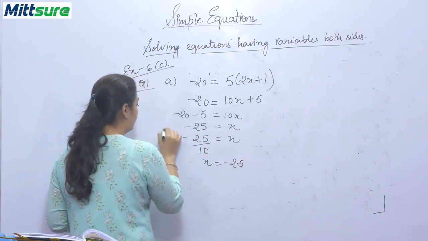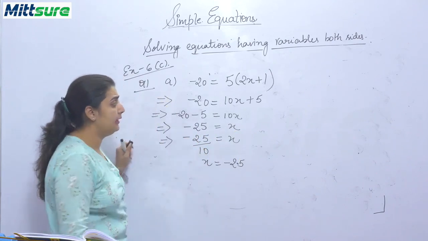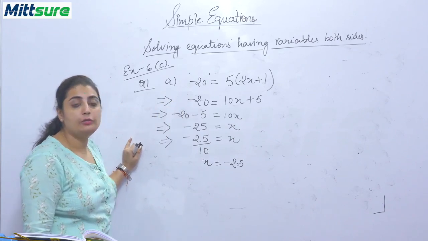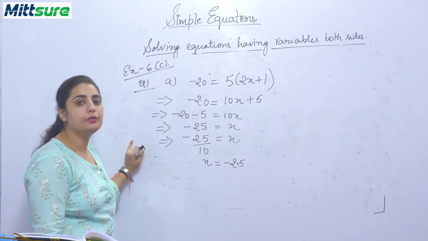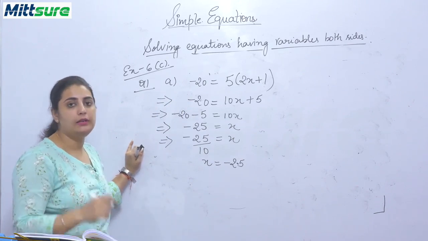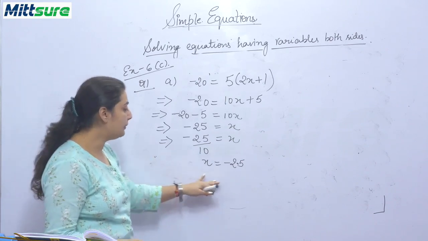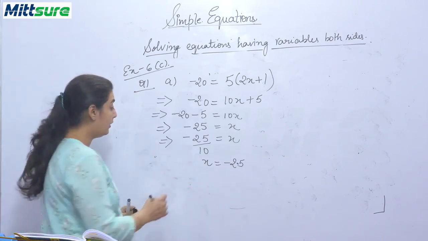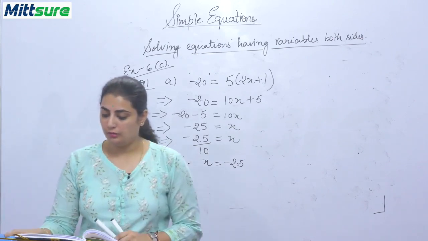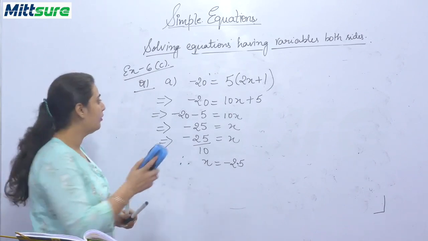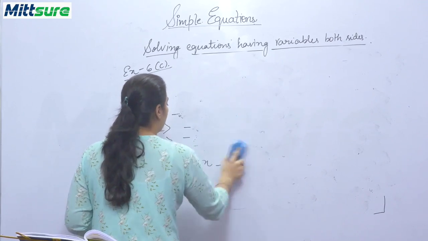Now, one more important thing: it is not always possible that you get the value of x as a whole number. It could be a number in decimal, it could be a number with a negative sign. So you have to be prepared for every kind of solution, right? Now I will be taking the C part of the question number 1.